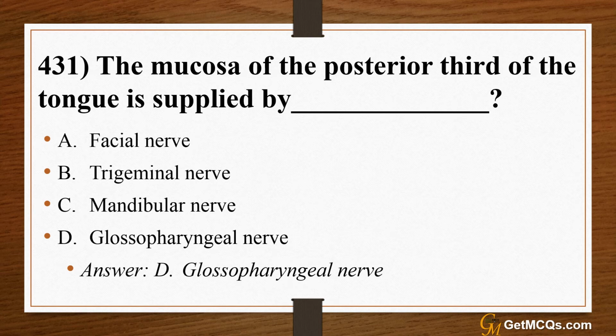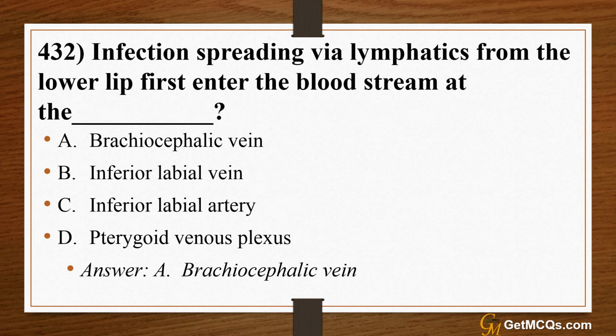431. The mucosa of the posterior third of the tongue is supplied by? Answer: D. Glossopharyngeal nerve. 432. Infection spreading via lymphatics from the lower lip first enters the bloodstream at the? Answer: A. Brachiocephalic vein.